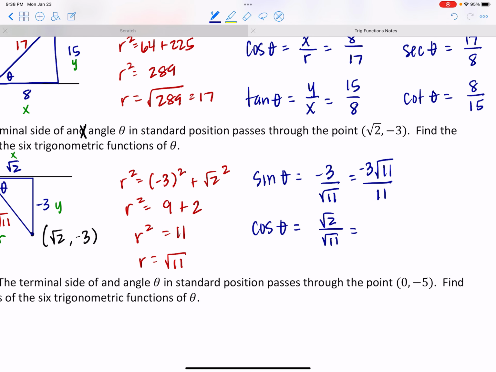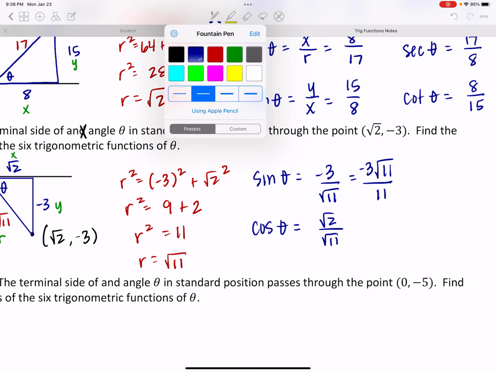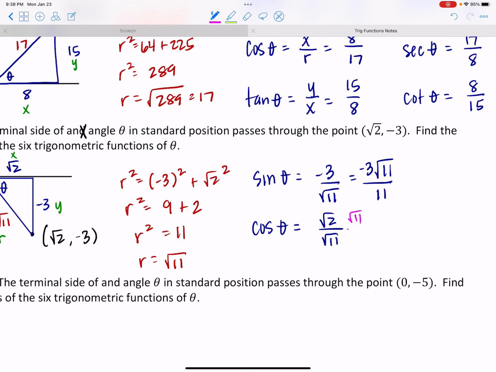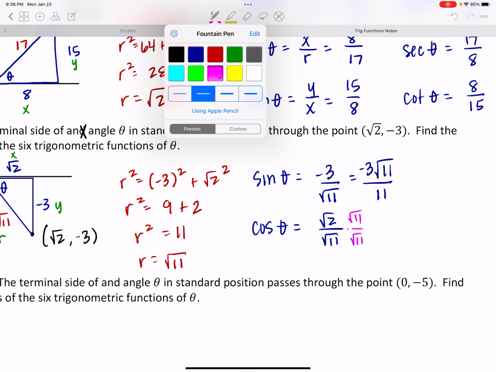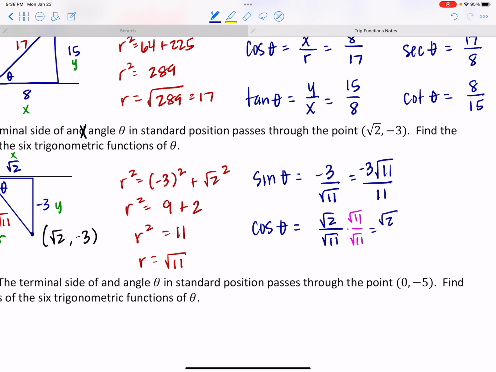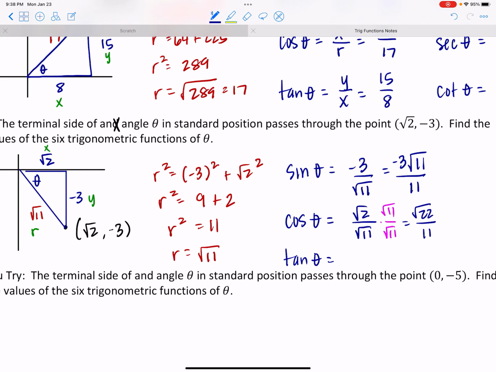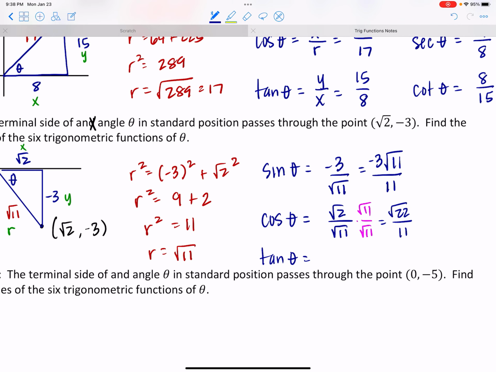Again, if I rationalize this, and maybe you need to see the work, sorry, maybe I shouldn't be skipping that here. If I'm going to rationalize, I'm going to multiply by a radical 11 and a radical 11. So we're going to end up with radical 22 on the top of this fraction and then 11 on the bottom. And then for the tangent, we're taking the y dividing by the x, so that would be negative 3 divided by radical 2. And we're going to rationalize this one. So we end up with negative 3 radical 2 in the numerator and then just 2 in the denominator.